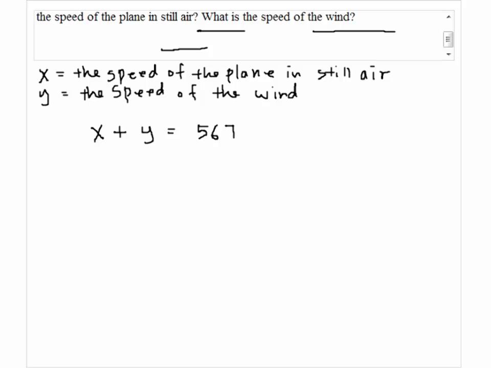When the wind is going against the plane, since the wind is slowing down the speed of the plane, we have to subtract the speed of the wind from the speed of the plane. So we have x minus y equals 533. Here we have another equation with two variables. Now we are going to solve the system of equations for x and y.